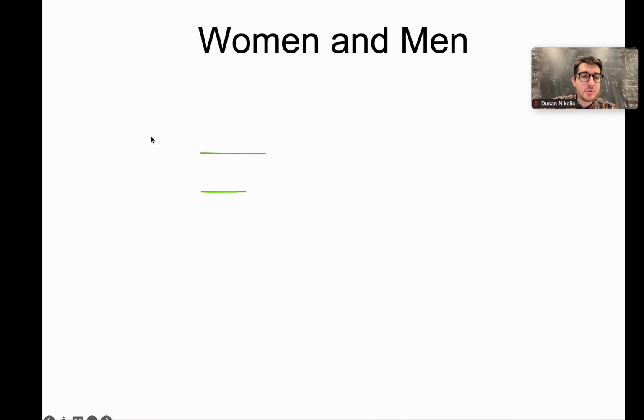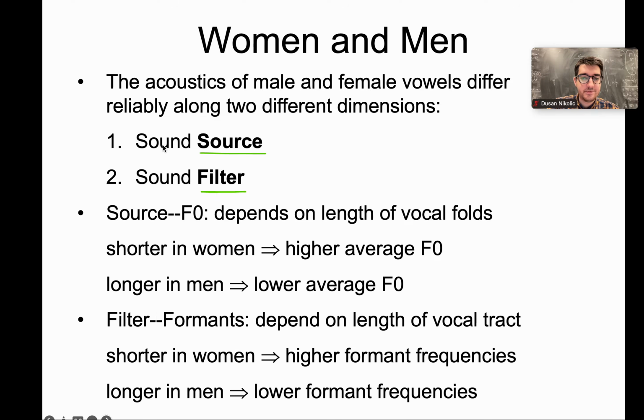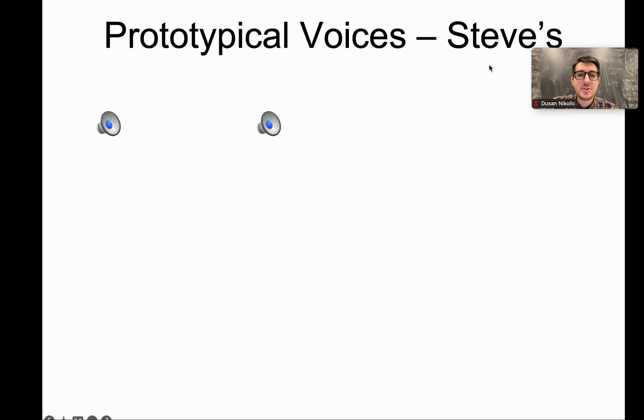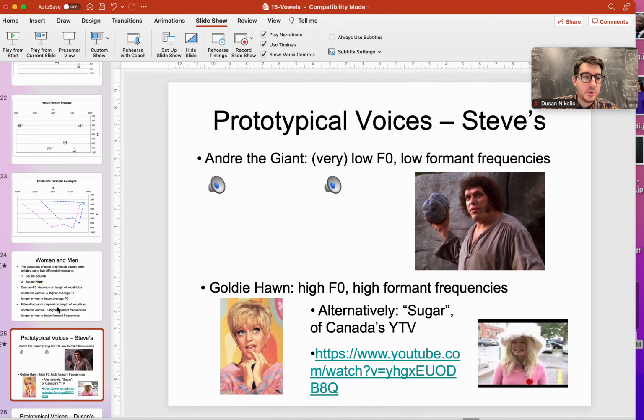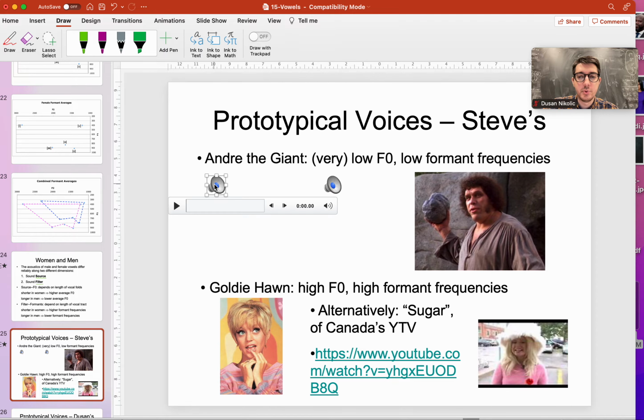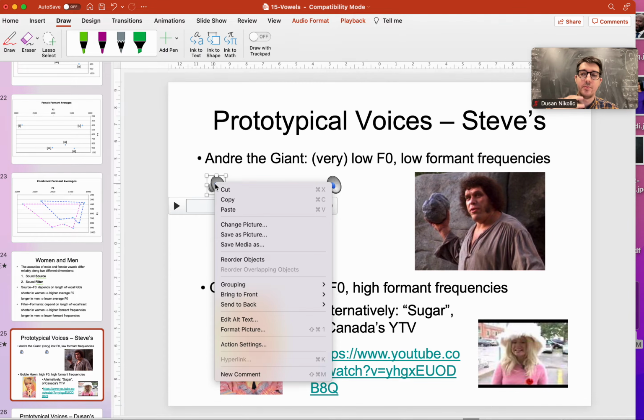I'm going to play this from the current slide. So these are some of Dr. Steve's examples from when he was a child. He grew up with Andre the Giant, who was a movie star and who had a very low voice because of huge vocal folds, and because of his physique, his large vocal tract.